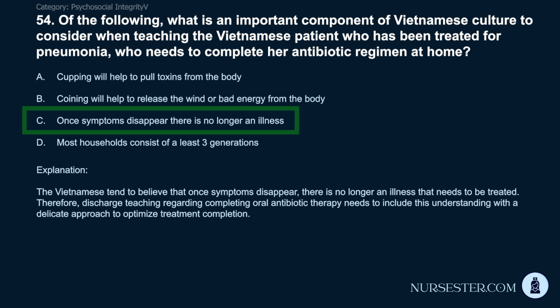The Vietnamese tend to believe that once symptoms disappear, there is no longer an illness that needs to be treated. Therefore, discharge teaching regarding completing oral antibiotic therapy needs to include this understanding with a delicate approach to optimize treatment completion.